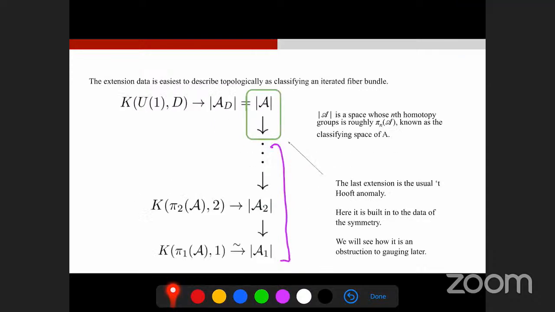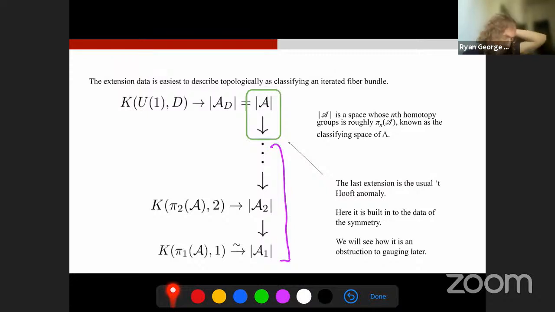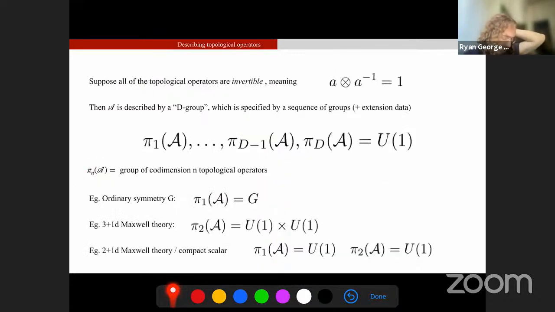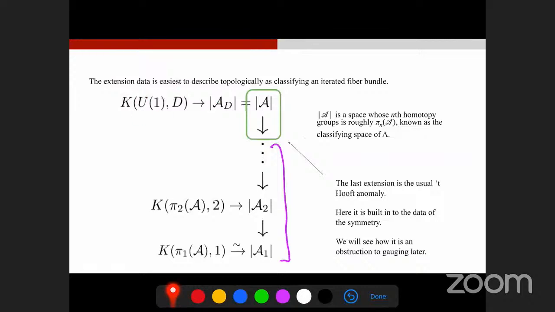So Brian, am I correct that physically the last one just means that we add a background gauge field and integrate it over all spacetime? So it's not a topological U1 symmetry? Yeah, so the way I described it, these pi d is the group of codimension d topological operators. So these are the point operators. Right, but the gauge fields. So they're just numbers. Right, but the corresponding gauge fields will be dynamical.